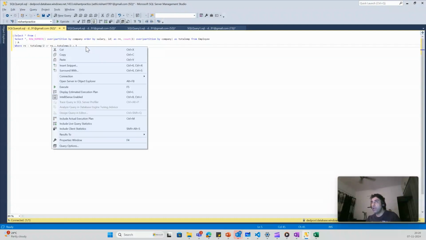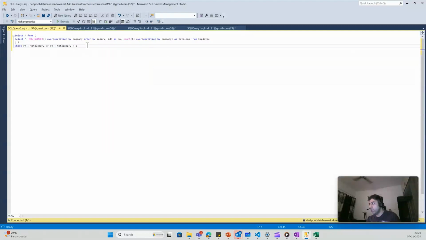And this one will be effective for both cases. Whether I have an odd or an even number of total employees, I will consider this particular condition. But the other condition should only be true when I have an even number of employees. Otherwise, it should not be considered, right? So how can I handle it?